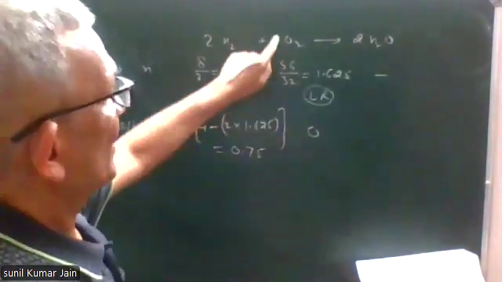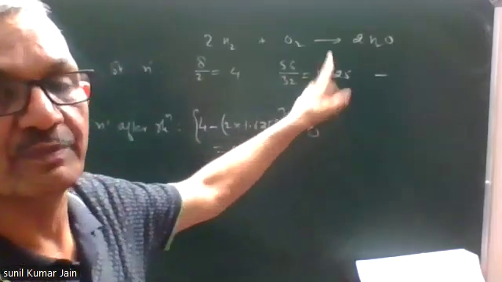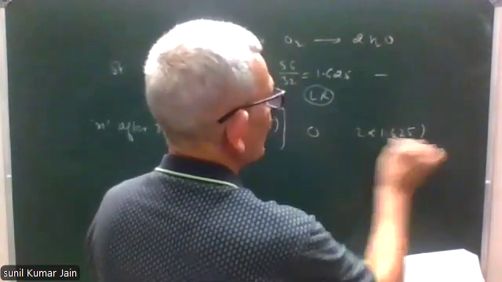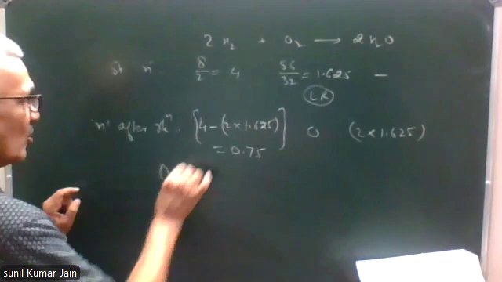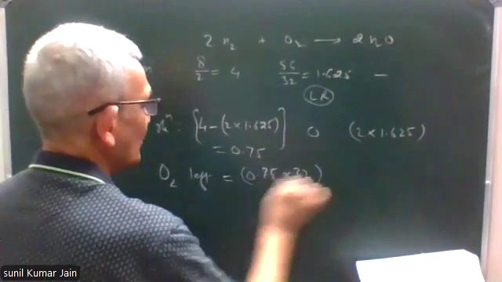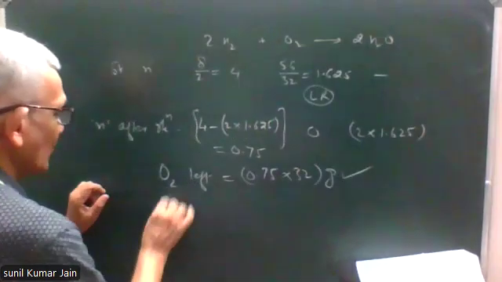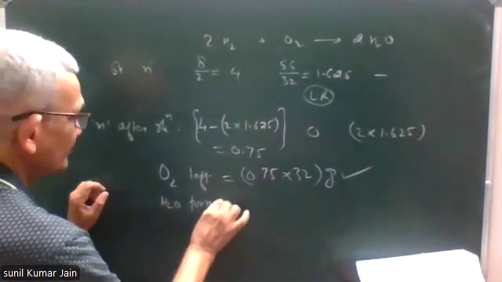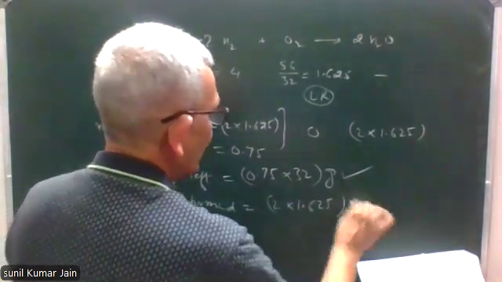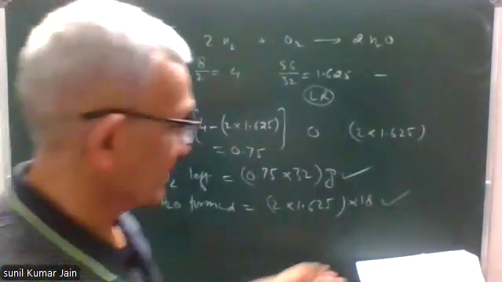Now coming to water, 1 mole will produce 2 moles. 1.625 mole will produce double of that. It means 2 into 1.625 moles will be produced. Hydrogen left will be 0.75 into 2 grams. This is one answer. This one, water formed will be 2 into 1.625 into molecular weight of water, that is 18. This is the mass of water produced.